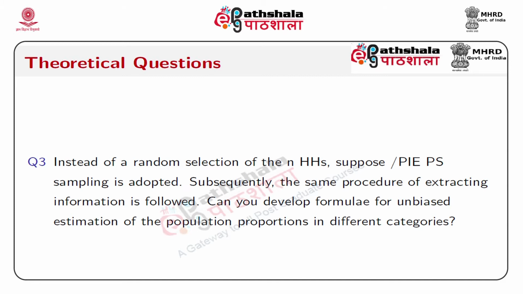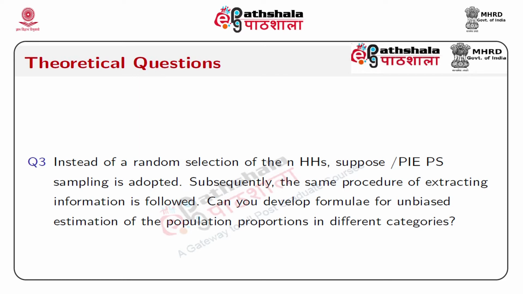Now they are saying make a subset selection of the households, but by adopting a suitable PIPS scheme, because you know the household sizes that can be used as auxiliary size measure, and if the conditions are satisfied, we can possibly go for a PIPS sampling scheme. If that has been done and you have followed the same procedure of extracting information, that means whenever you have got the household selected according to the PIPS scheme, after that for extracting data you follow the same rule. All those who are available, ask whether 1 night, 2 nights, the way we are doing, and you have the data. Can you develop formulae for unbiased estimation of the population proportions in different categories?